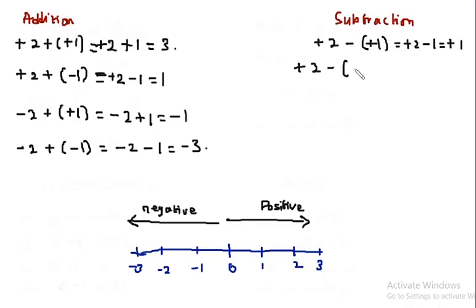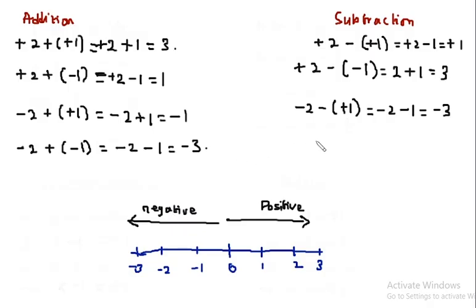Then let's say I have +2 minus open brackets -1. So I have minus times minus next to each other. So I can write this as 2 plus 1, which is equal to 3. So I have -2 and minus open brackets plus 1. This will be equal to minus times plus is minus. So I have -2 minus 1. -2 minus 1 is -3, as we've seen before from our number line.